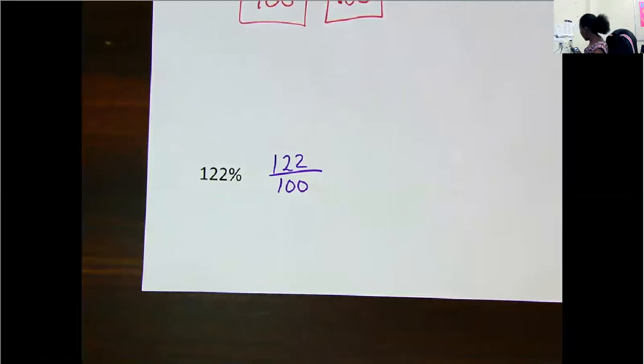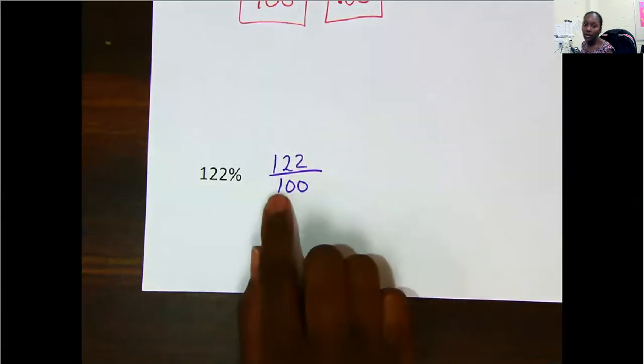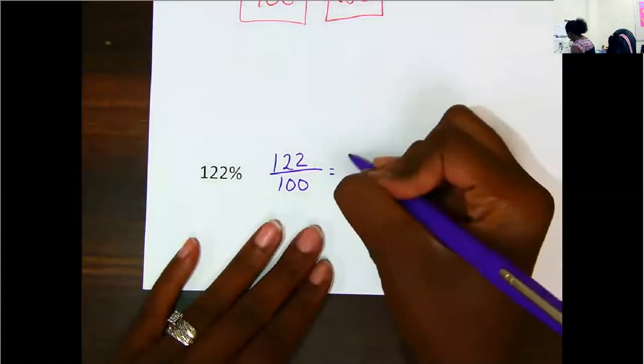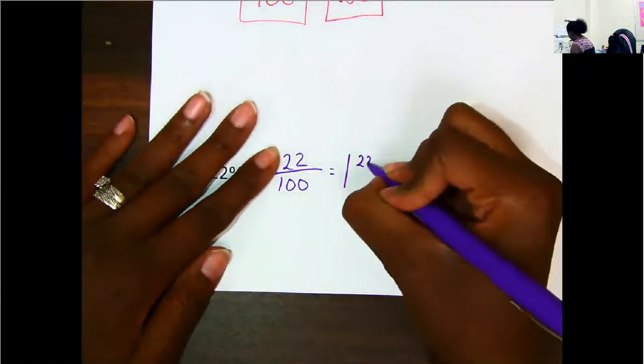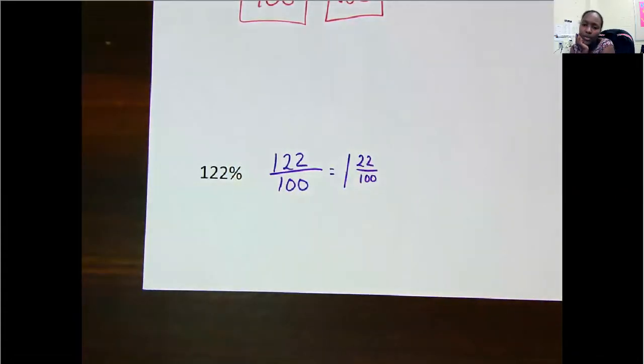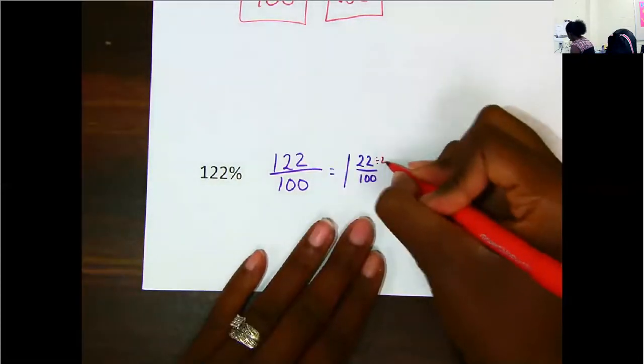So let's do it this way. If I cover up the 22 and I cover up the 100, what do I have? I have one left over, right? So that means I'm going to have one whole, because anything over 100 means I have one whole of something. So I'm going to put equals 1, and then 22 over 100. I'm still not done though, because 22 over 100 can still be simplified. Both of those are even. They are divisible by 2. So let's try that. Divide by 2, divide by 2.